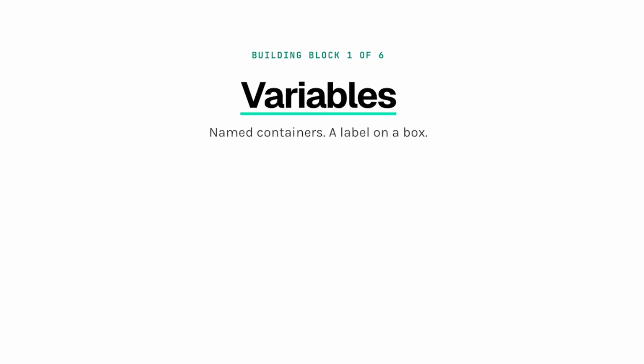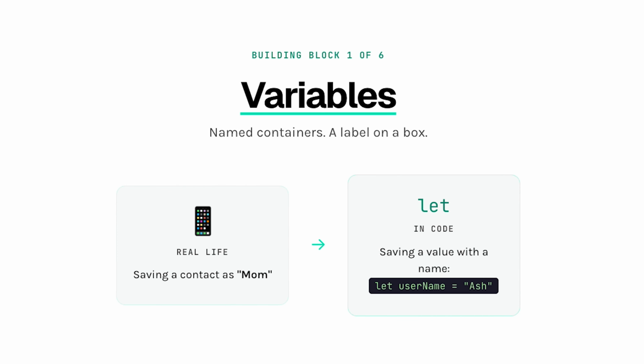Number 1, variables. Now think of variables as a named container. You take an empty box and you put a label on top of it. That's what a variable is. These variables can contain any kind of data. In real life, we take a random string of 10 numbers and we save it on our phone contact book as mom or whoever it is, right? It's very similar to that.